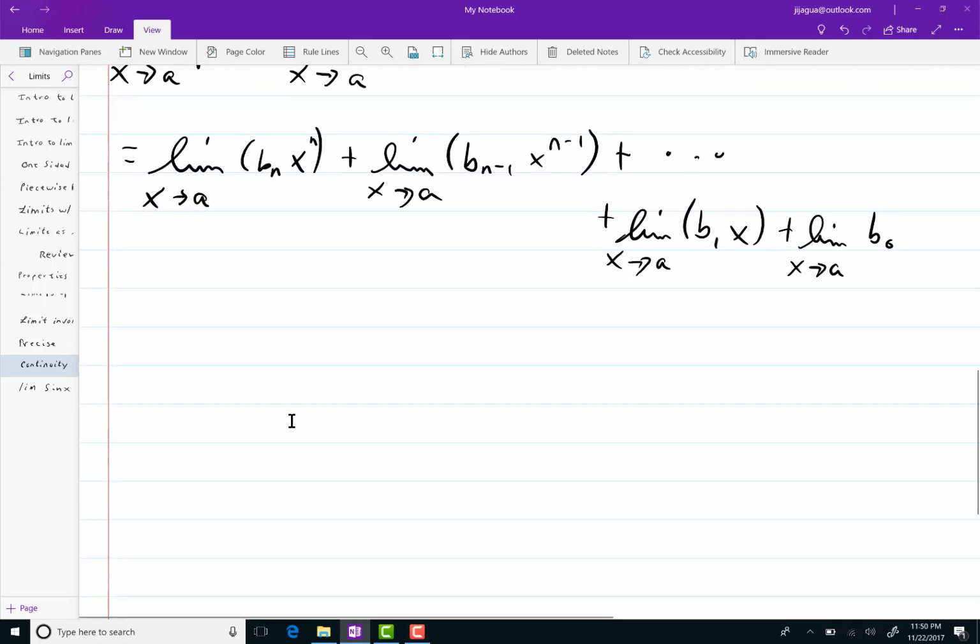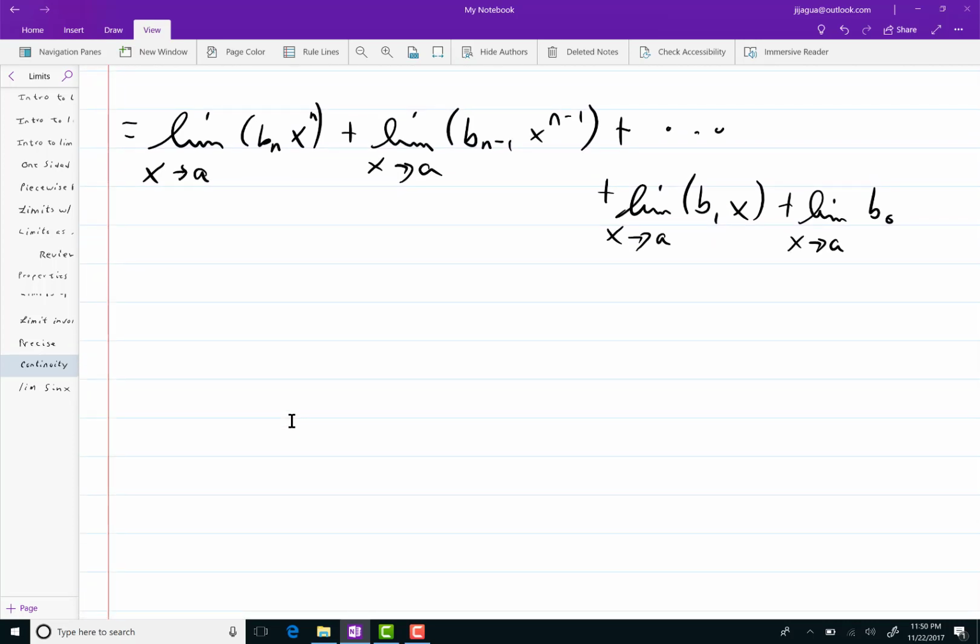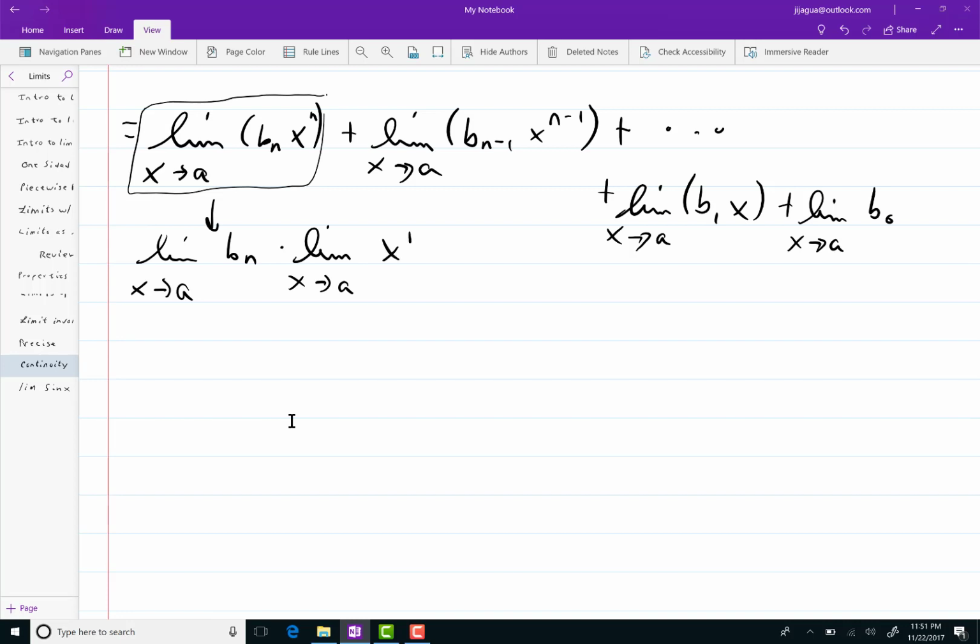Next, I can use the product rule. So I can do this. Let me work with just this one for a minute. To use the product rule, I can write that as the limit as x goes to a of b_n, times the limit as x goes to a of x^n. Well, b_n is a constant. It's just a coefficient. So that equals b_n.